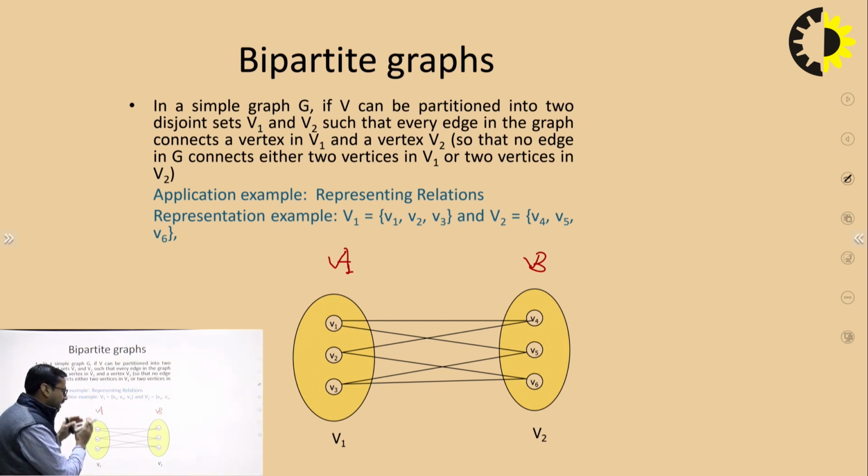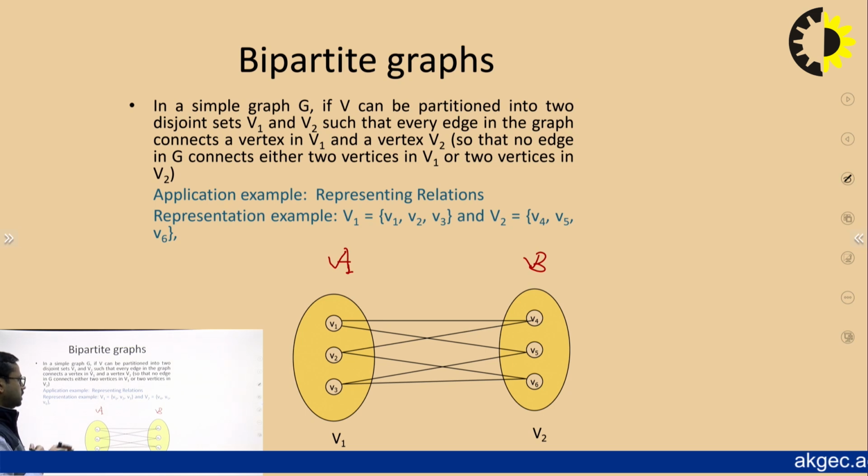We can categorize this graph in such a way that it contains two sets, set A and B, such that set A elements are connected with set B elements, and set B elements are connected with set A elements, but set A elements are not connected with each other within set A, and also set B elements are not connected with each other within set B, but they are connected across the sets. Such a graph is known as the bipartite graph.